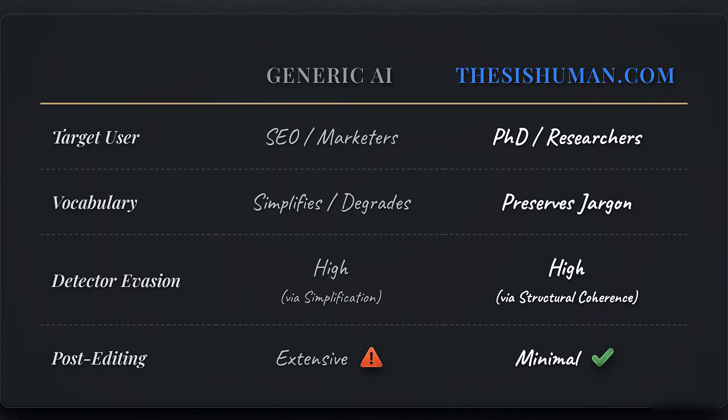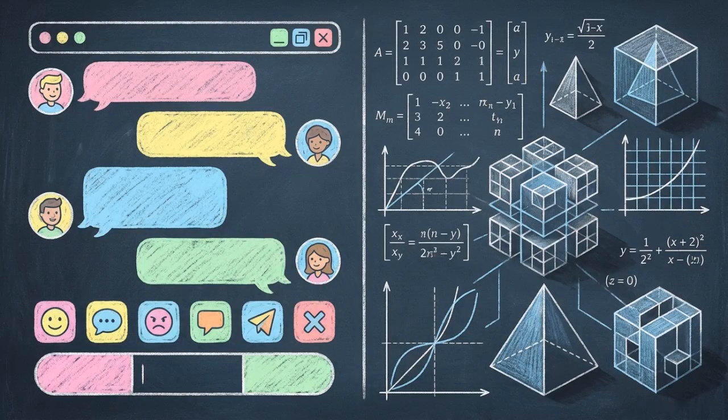Because ThesisHuman maintains the professional baseline, the post-editing requirement drops from hours of rewriting to minimal final checks. The only trade-off for an academic using ThesisHuman is the decision to rely on a hyper-specialized niche tool rather than a universally known generalist bot.